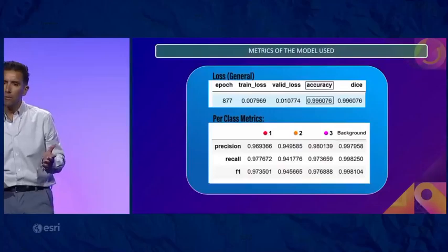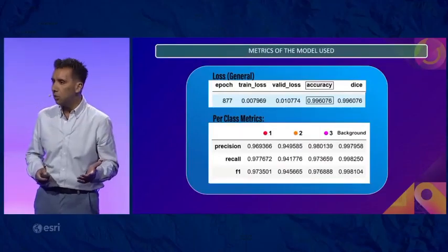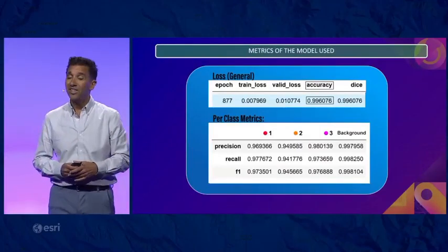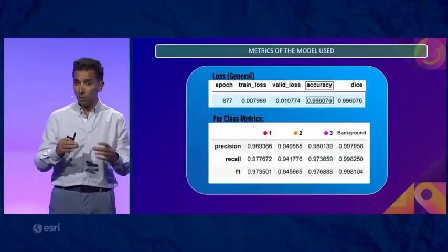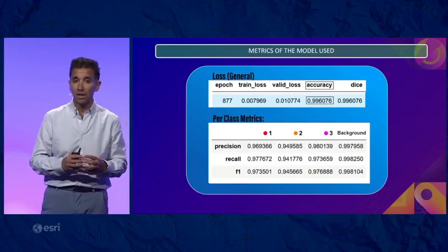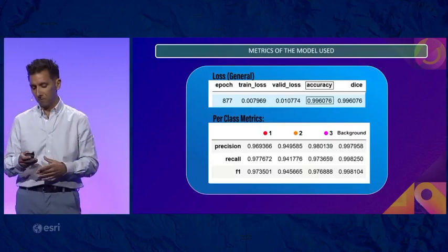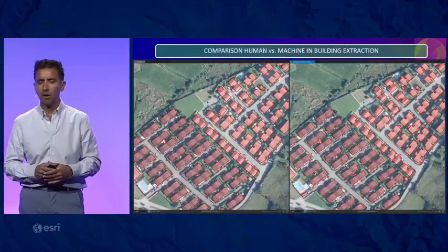Let me share with you some of the metrics of the model I have been using to produce this. The general loss function, well about 99%. And believe me, this is not overfitted. We control every single step along the way, right? But it doesn't necessarily mean that it's going to be perfect either. And in per-class metrics, we use the model for classifying buildings as well. The numbers are staggering. Let's go deeper in this comparison.